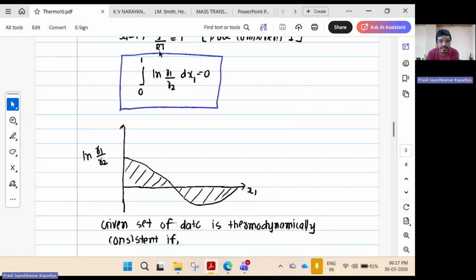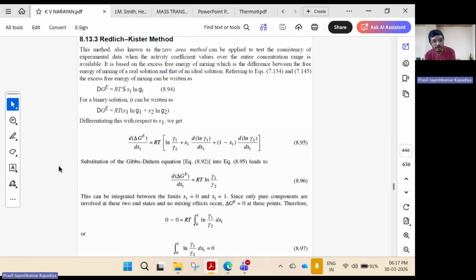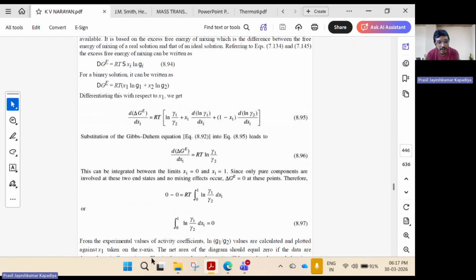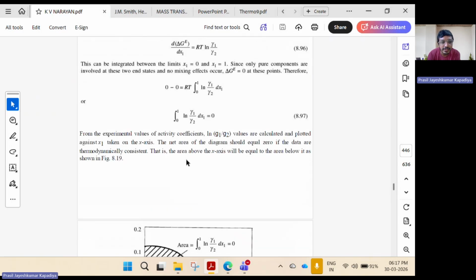So what does this mean? This means that when I plot ln(gamma1/gamma2) versus x1 and find the area under the curve, that should be equal to 0. If that is satisfied, then we can say that our data is thermodynamically consistent. So this is what is derived here: the integration from 0 to 1 of ln(gamma1/gamma2) dx1 should be equal to 0.